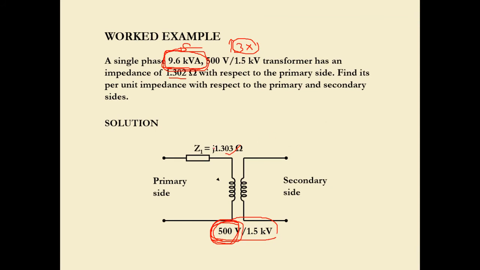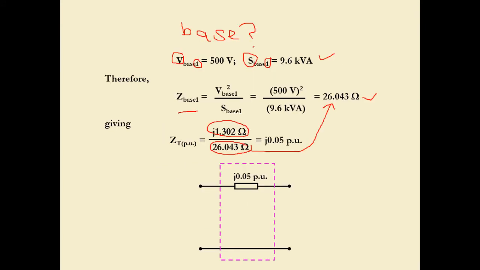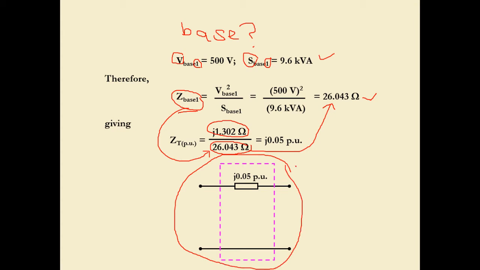Here it is located at the primary side, so this is the subscript one. We are supposed to use Z base 1. Put it here, Z base 1, and this results in j0.05 pu. So this is the equivalent circuit of the Z_T pu, the transformer impedance.